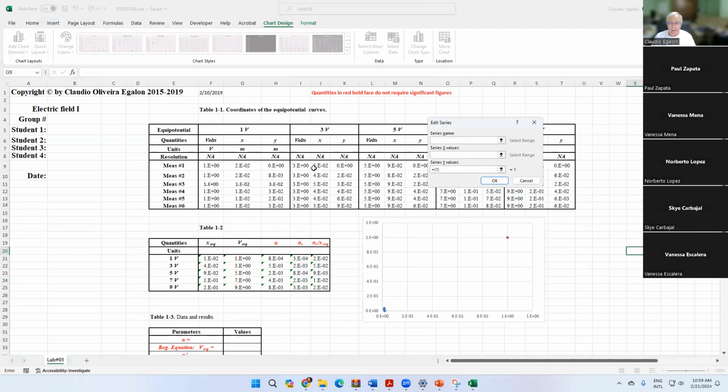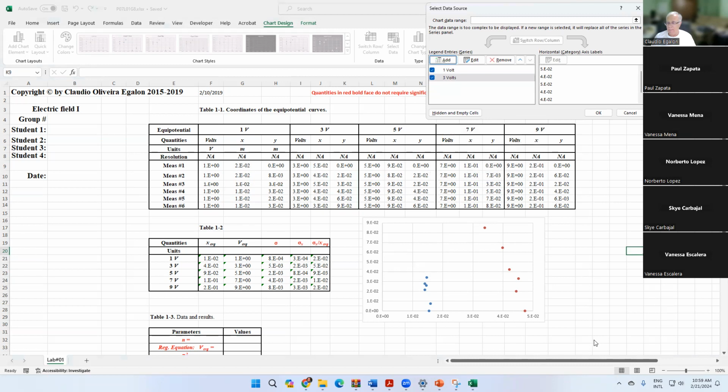Add, right? Because we want to add the data points for 3 volts. You name it, series name, 3 volts. X value, you highlight those cells along the X value, and get rid of this one here. Highlight those cells in the Y value. Click OK. Are you following now, Vanessa? Give some feedback. Yeah, I got it. Good. And then you have to repeat for the other ones, right?